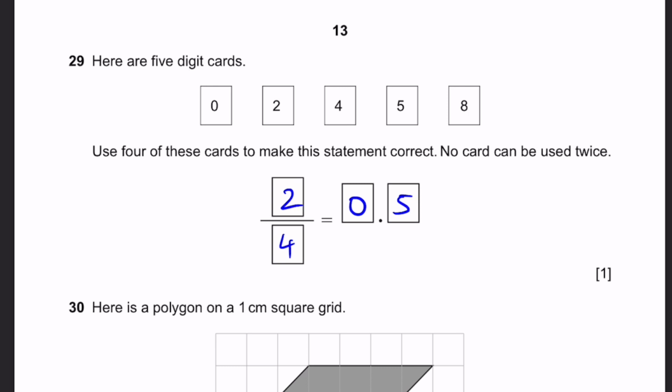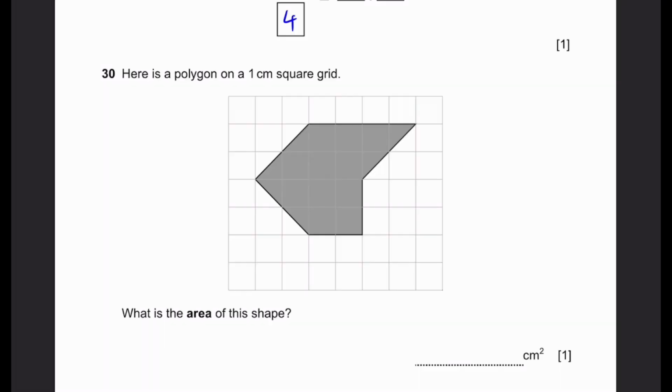So there's a few answers. I've given a few examples already. You can write one of these. That's the answer. Question 30.